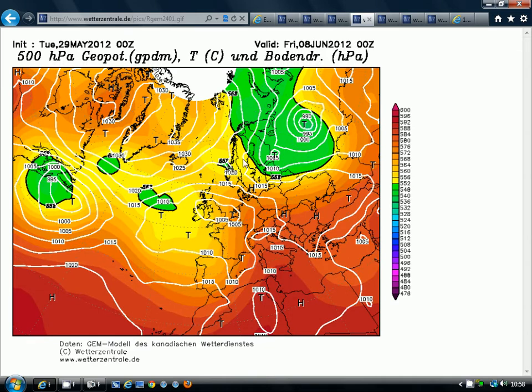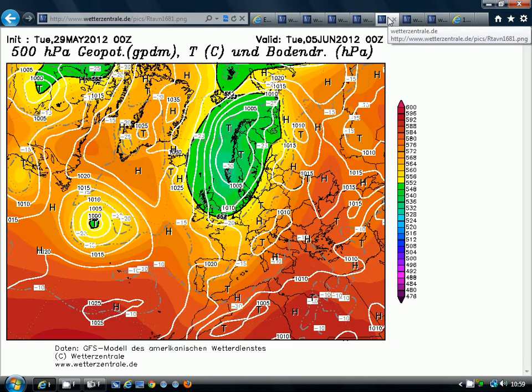Having a look at the Canadian model, the GEM model, we can see again, low pressure is very much centred over the country for Friday the 8th of June, 10 days time. Next area of low pressure is around Newfoundland. We've also got a lot of blocking up over Greenland with this, so this is a very cool and unsettled picture if this is right. A lot of showers around, and as I say, temperatures on the cool side.